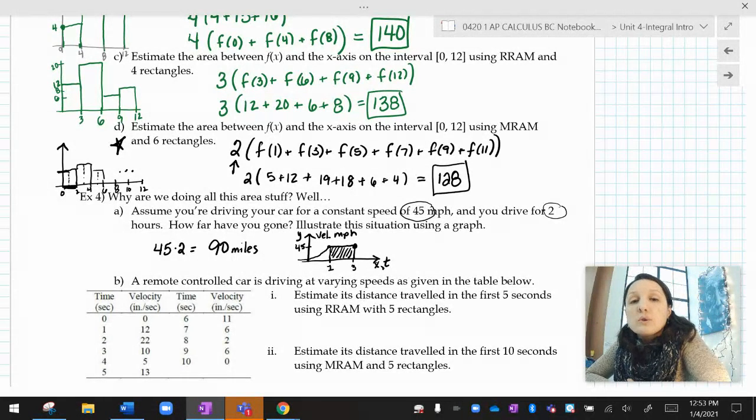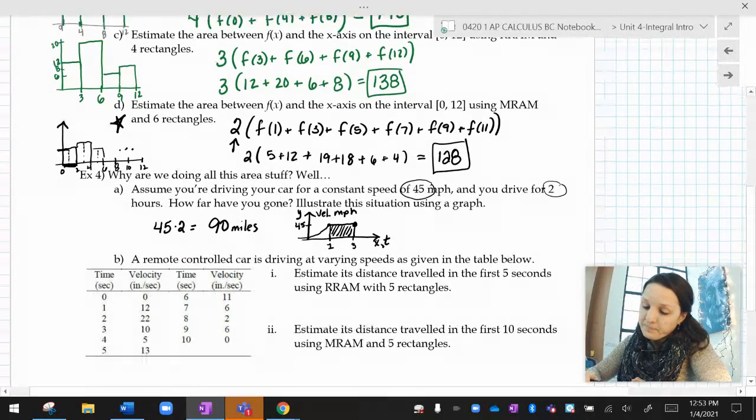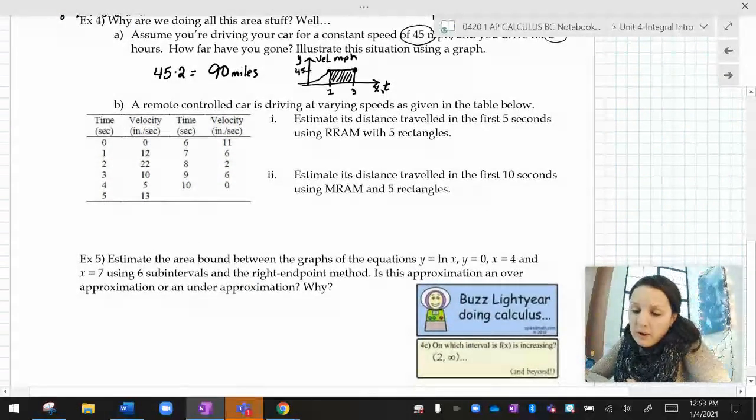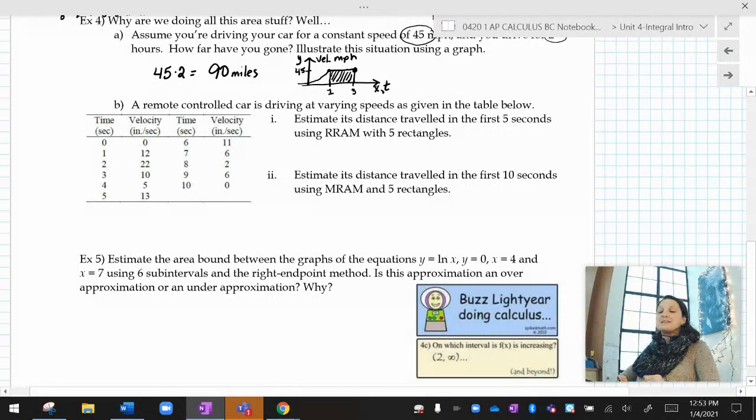So the area under the curve does a lot of what's called accumulation problems, where you say, I'm doing something for a while, how much of it have I done? And you multiply your y value times your x value, and you get it. So here's another example with speed. Remote control car is driving at varying speed as given in the table below. Estimate its distance traveled in the first 5 seconds using RRAM with 5 rectangles.